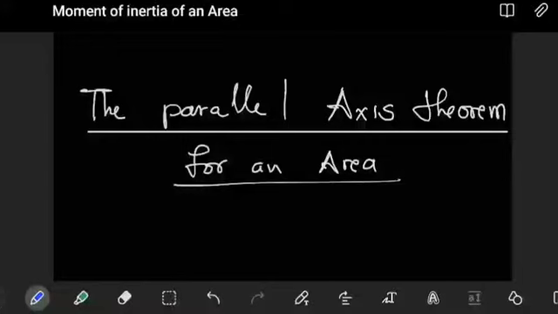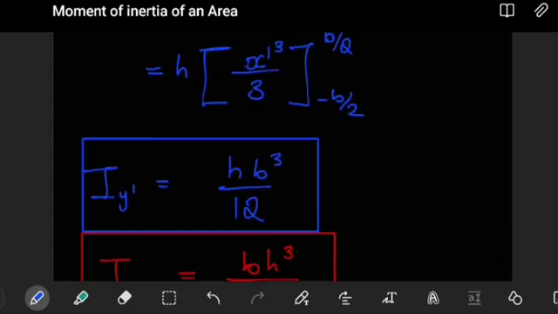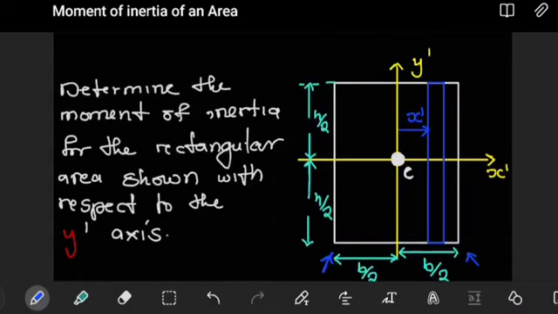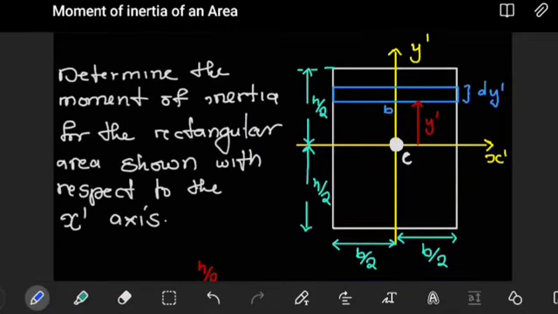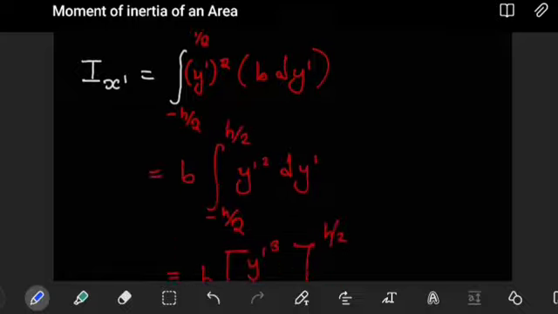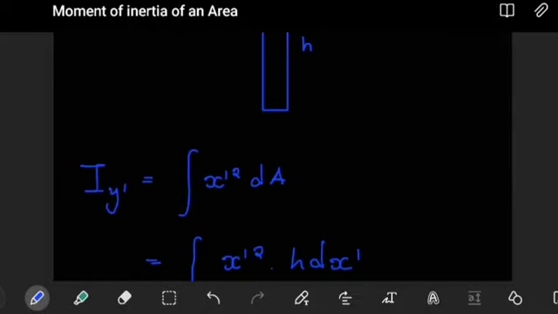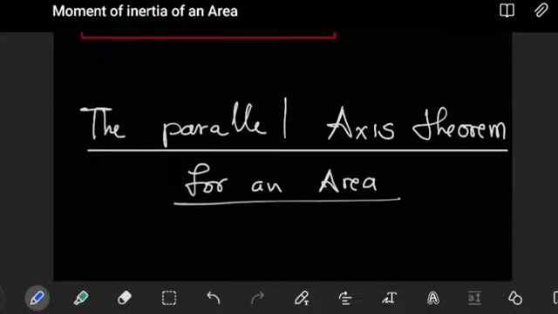Hi guys, in the previous tutorial we looked at how to determine the moment of inertia of a rectangular shaped object about an axis that is passing through its centroid. So we looked at a question like this one where we're finding the moment of inertia about the y prime axis passing through the centroid. Then we also saw how to determine the moment of inertia about the x prime axis, again an axis passing through its centroid.